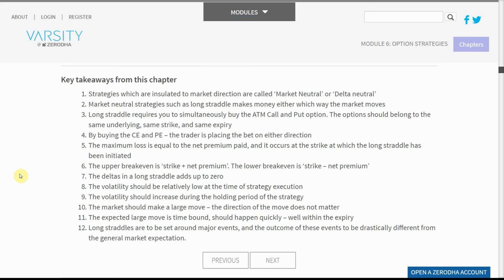The volatility should be relatively low at the time of strategy execution. The volatility should increase during the holding period of the strategy. The market should make a large move. The direction of the move does not matter. The expected large move is time-bound. It should happen quickly, well within the expiry. Long straddles are to be set around major events, and the outcome of these events should be drastically different from the general market expectation.